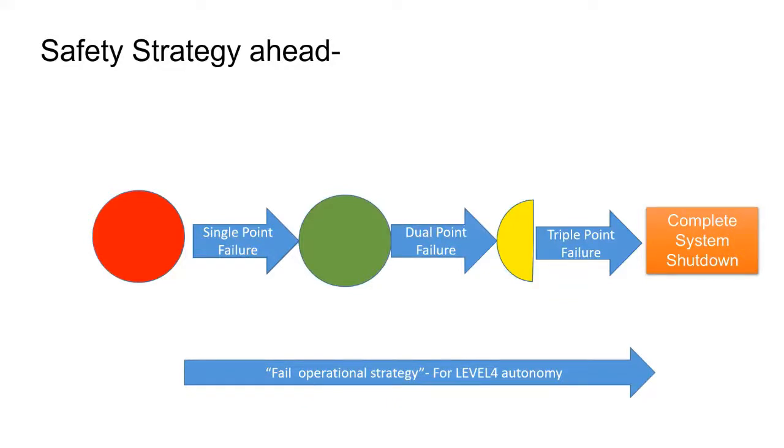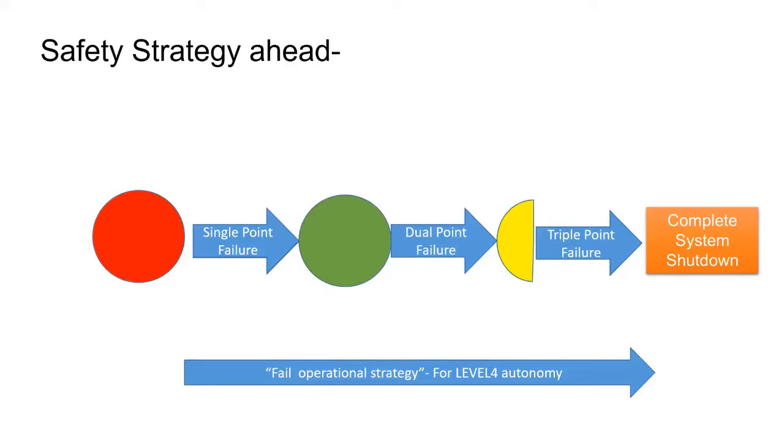Now, safety strategy ahead for automotive. As I talked about earlier, a single point failure is going to shut down the system. That is not acceptable. What we are going toward in future is that a single point failure is not going to make any change to our system. A driver by himself wouldn't even know. He'll just be warned that there is a system failure, but there'll be no performance difference. The system will work as it is, with no degradation of performance.